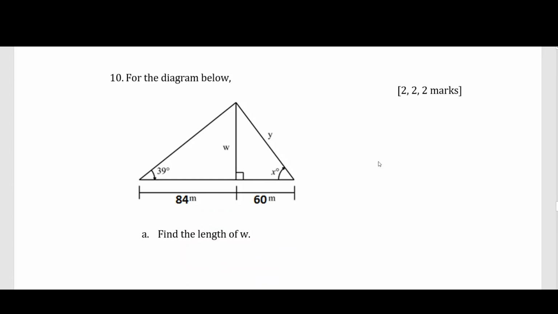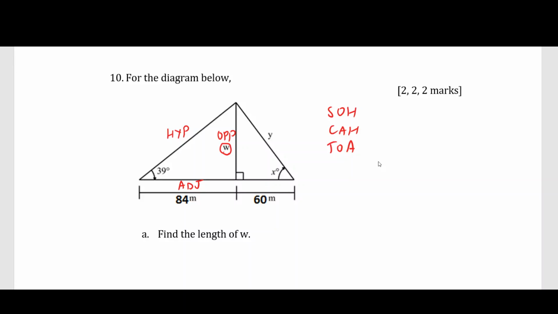The diagram below, find the length of W. So here's where W is, and here's our angle. This side here is the hypotenuse, the longer side. This side's the adjacent, here's the opposite. So we need to use SOHCAHTOA again. We've got the adjacent and we need to find the opposite.